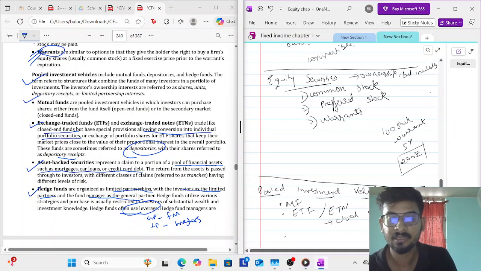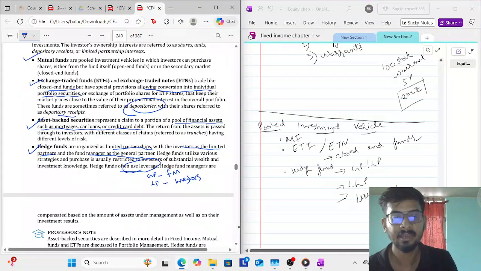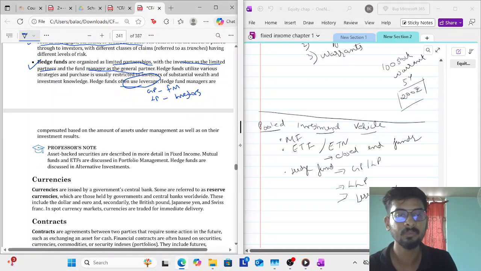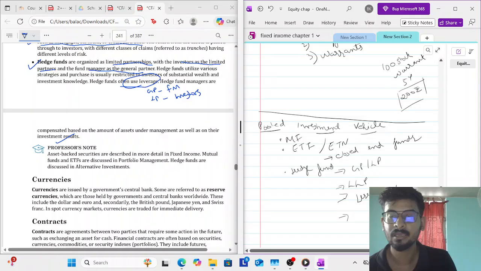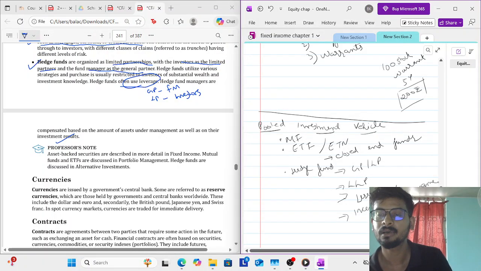Now we can write an extra topic because this is somewhat good, somewhat out of the box. For hedge funds, we have the GP-LP concept. It is a limited liability partnership, and it uses leverage. Hedge fund managers are compensated on the amount of assets as well as on the investment result, so their fees are based on incentive and performance fees. We will learn the calculations in more detail in alternative investments, how they are calculated.